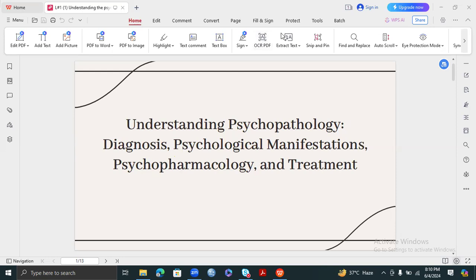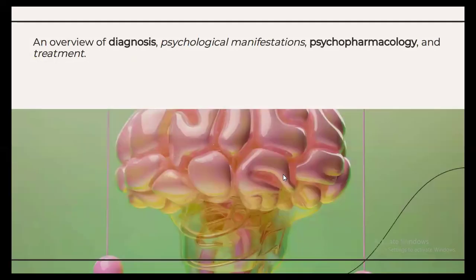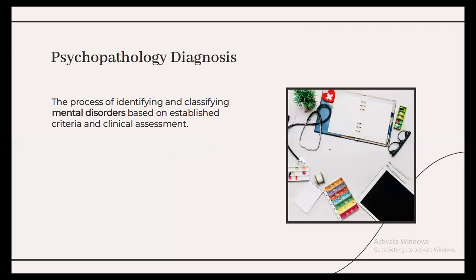All right, so as we have talked about the overview of the diagnosis, or you can say the outline of this course, we will be studying the diagnosis of certain problems. We will be studying the psychological manifestations. We will be going through the psychopharmacology and the significant or primary treatment plans regarding certain psychological problems. Then it comes to what actually psychopathology is. What is the diagnosis of psychopathology?